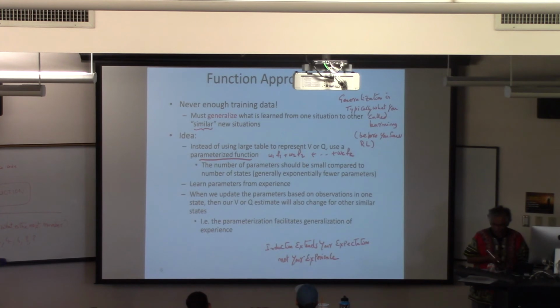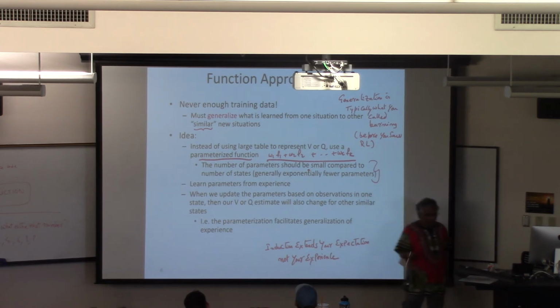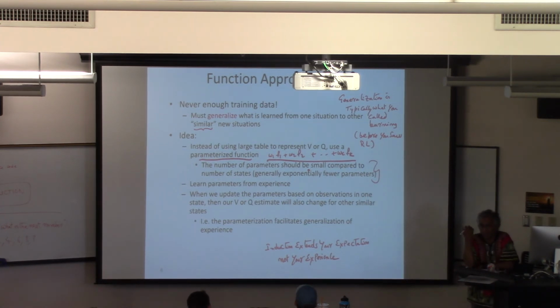So what I'm trying to do at this point, of course, is, instead of using a large table to represent this, I want to represent this. The number of parameters should be small enough compared to the number of states, which is what we are thinking because it's supposed to help compress. And then you want to somehow get these parameters from experience, and that is basically curve fitting.